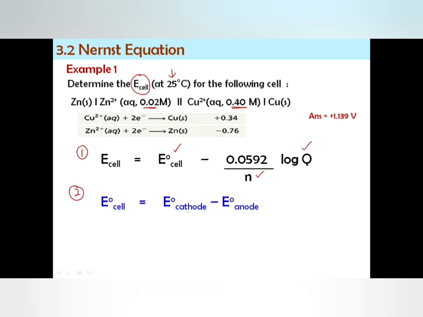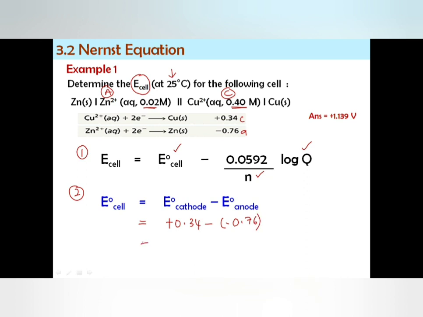Okay, kita kena tahu siapa cathode, siapa anode. Kalau diberi cell notation kepada awak, from the cell notation, you can determine this is anode, this is cathode because ABC rule. Okay? Jadi, kalau ini anode, means zinc would be anode and copper would be cathode. Jadi, saya boleh substitute the value into this formula. So, positive 0.34 minus negative 0.76.